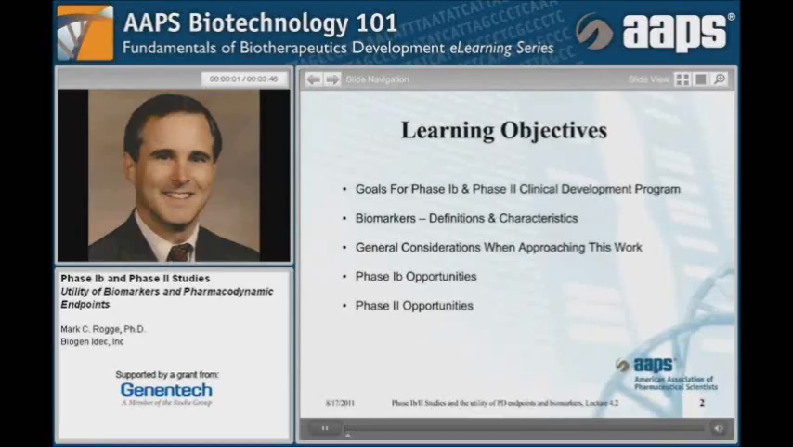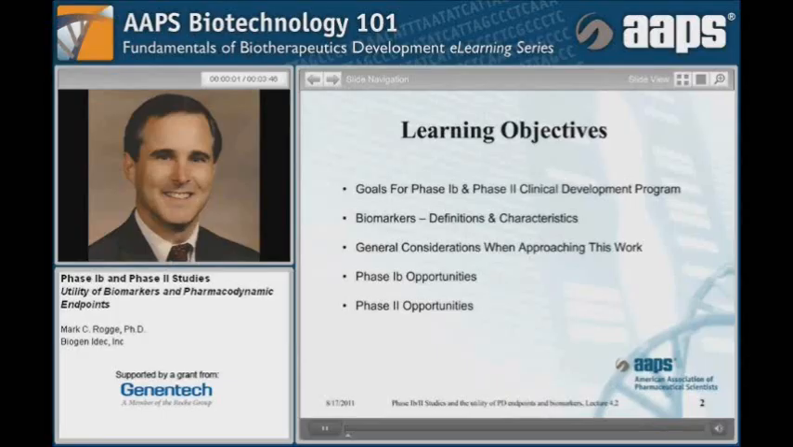In this current lecture, we'll discuss the following topics: goals for the Phase 1b and Phase 2 clinical development programs. In very summary terms, the objectives and decisions for this stage of development. Definitions and characteristics of biomarkers. For this lecture, we'll focus primarily on soluble biomarkers and will not discuss imaging or genetic biomarkers since time is limited. General considerations when approaching the use of biomarkers.